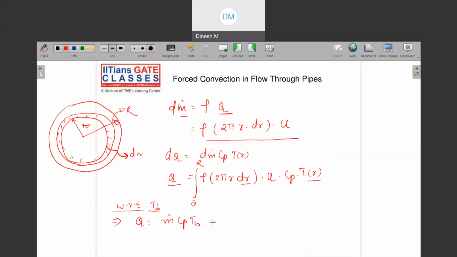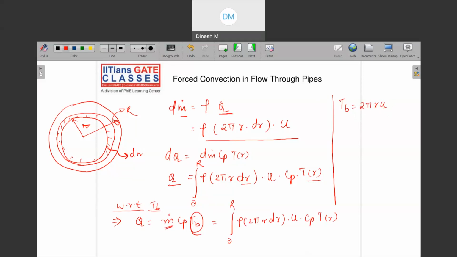So when you equate these two to each other, m dot cp into TB is equal to the integral from 0 to r of rho times 2 pi r dr multiplied by u into cp into T as a function of r, then you will be able to find out TB. And now if I write down what is TB, then you will expand this m dot also, and then you will cancel out the common terms.